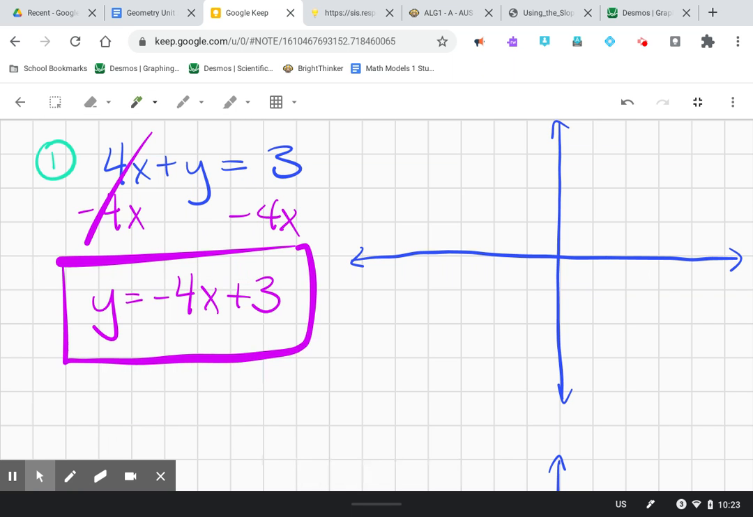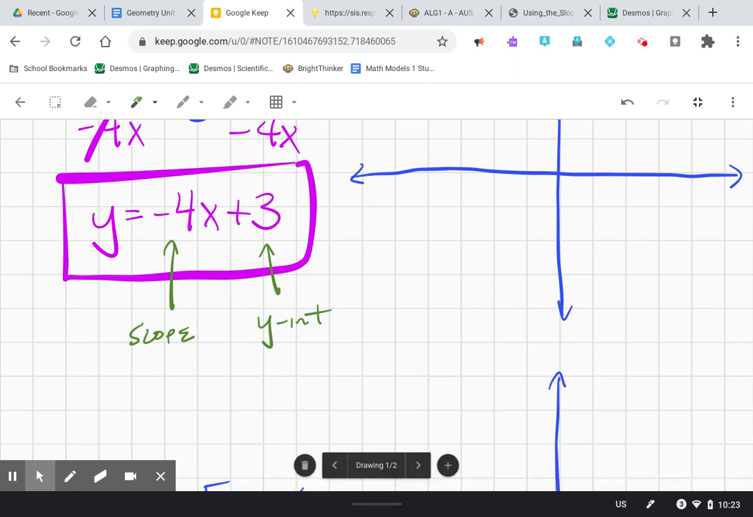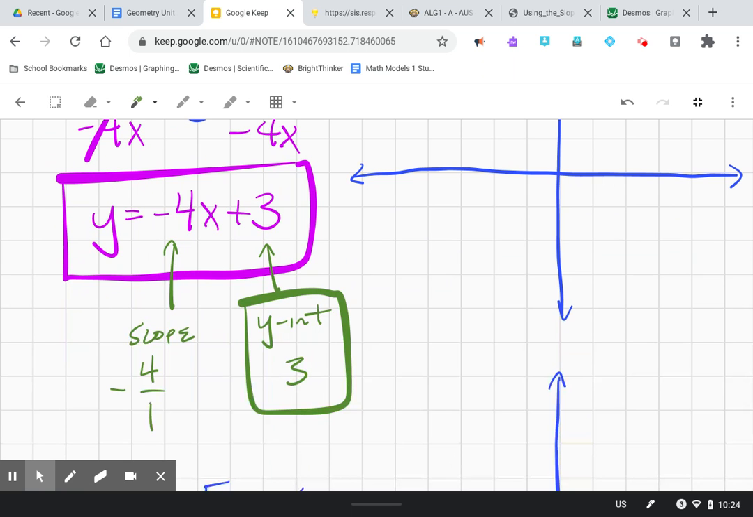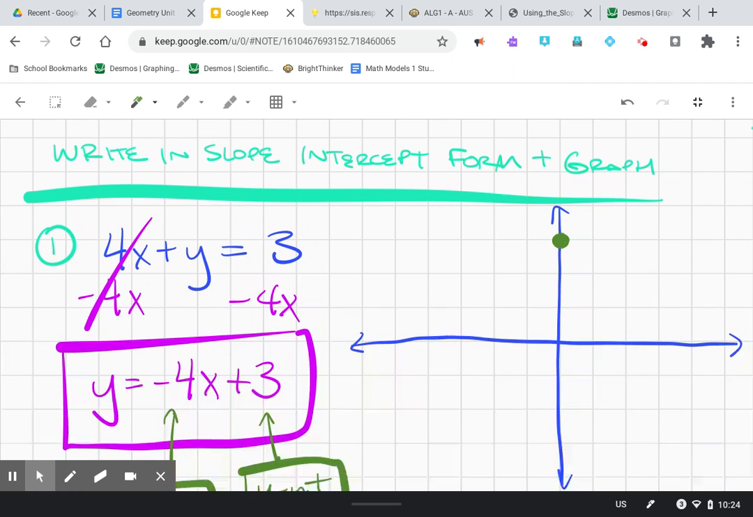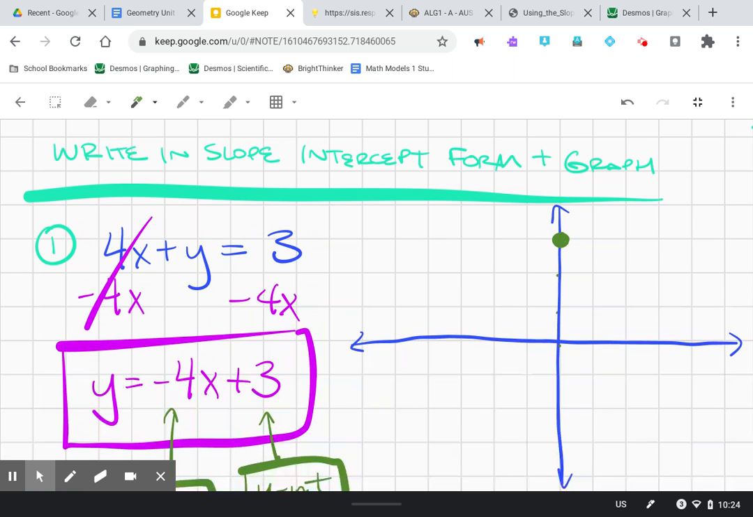So we already have everything we need to graph it. Remember, to graph these, we have our slope and we have our y-intercept. So we start with the y-intercept. It's plus 3, so that point goes right there. And the slope is negative 4. That means it's going to go down 4 over 1. Negative 4 is negative 4 over 1. So we're going to go down 4 over 1. We're going to go 1, 2, 3, 4 over 1, and so it gives us a point right there.